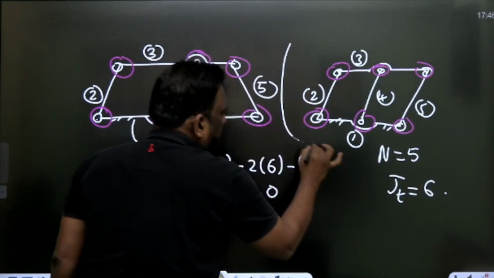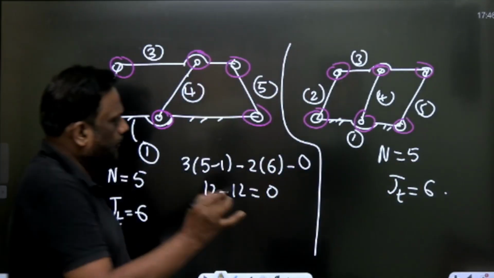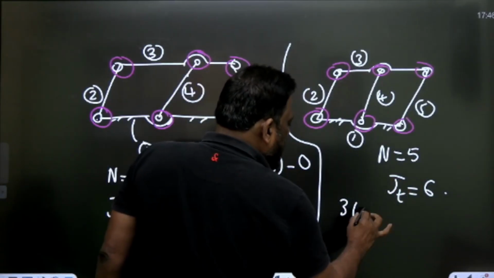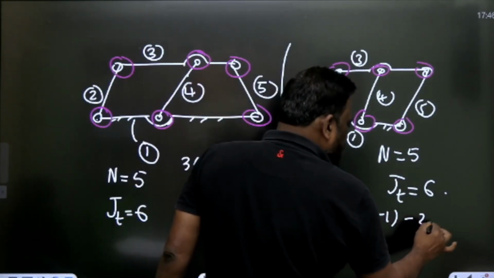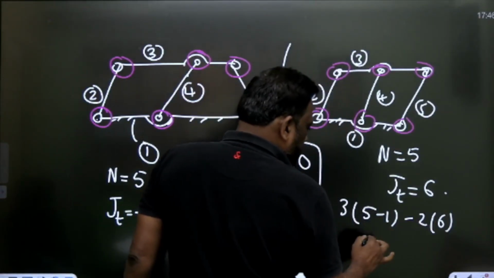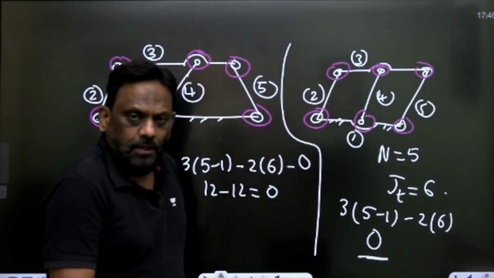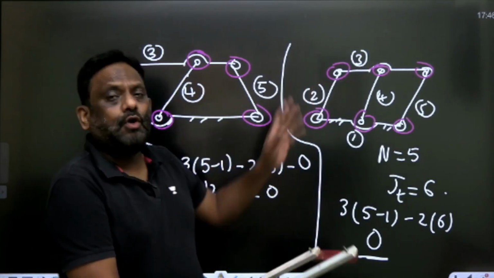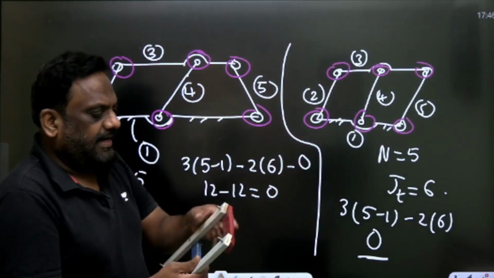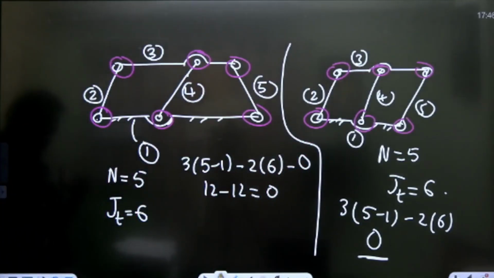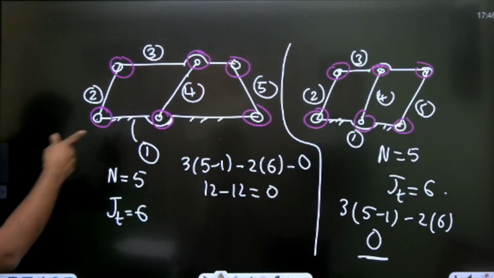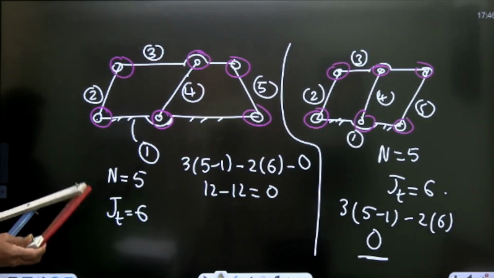So what should be the degree of freedom, sir? Look, 3 into (n minus 1), same only. It should be 0. Minus 2 times j, no higher pairs. 3 times 4 is 12, 0. It should be 0. So when it is 0, actually it should not move. Take a look once, sir. When it is 0, it should not move at all. Like this case. It should be like this only. It should not move. Let's see what is actually happening.